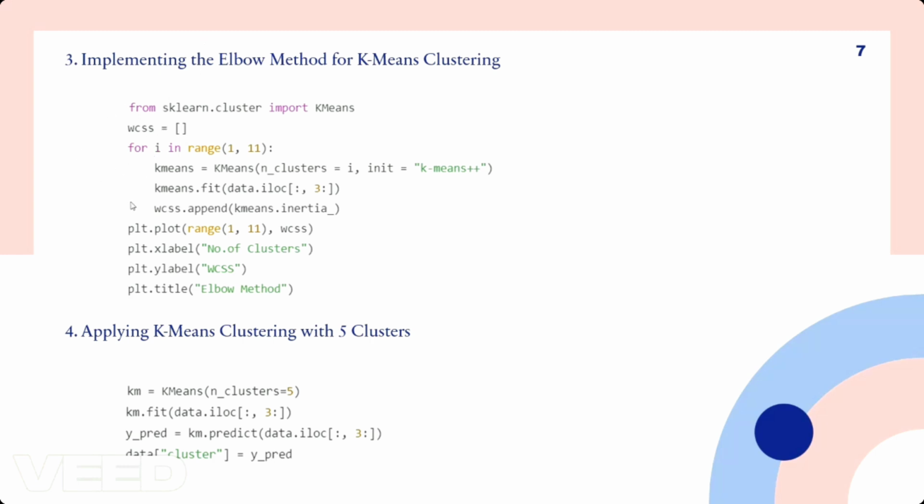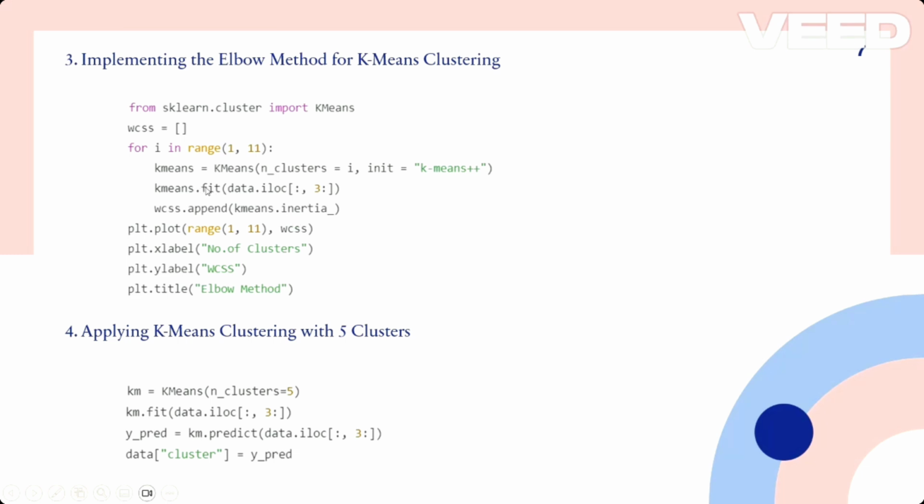And then the loop, which is for i in range(1, 11), iterates over a range of cluster numbers from 1 to 10. kmeans equals KMeans with n_clusters equals i and init equals k-means++ initiates a k-means model with i clusters using k-means++, which helps in choosing better initial cluster centroids.